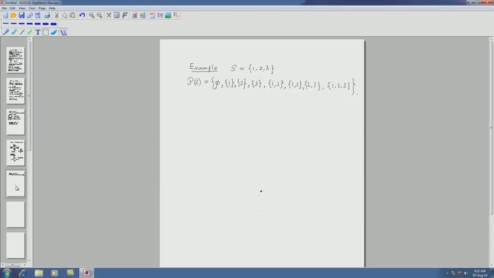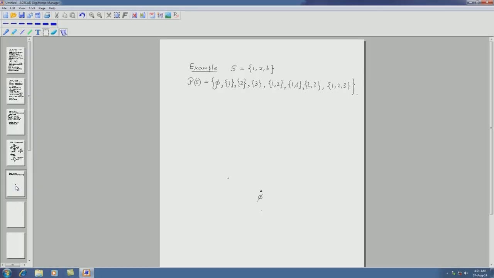We draw this. This is phi. Now, we will try to pick up elements such that phi is related to those elements, but there is no intermediate element in between, and the singleton sets will serve my purpose. So, I will write here the set 1. Here, I will write the set 2, and here I will write the set 3.